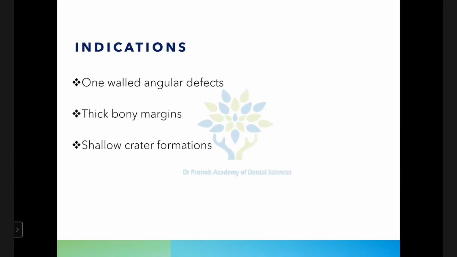Now for resective osseous surgery, we need to understand the indications. Which are the cases wherein we have to perform resective osseous surgery? In case of one-walled angular defects, we'll talk about these one-walled angular defects later.